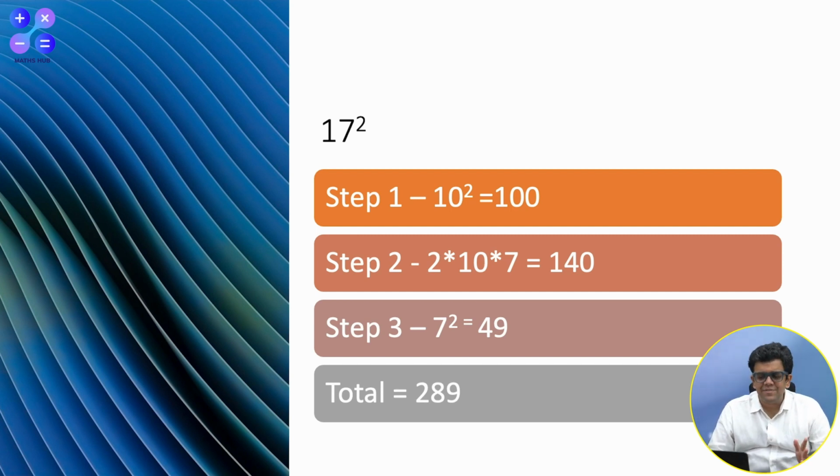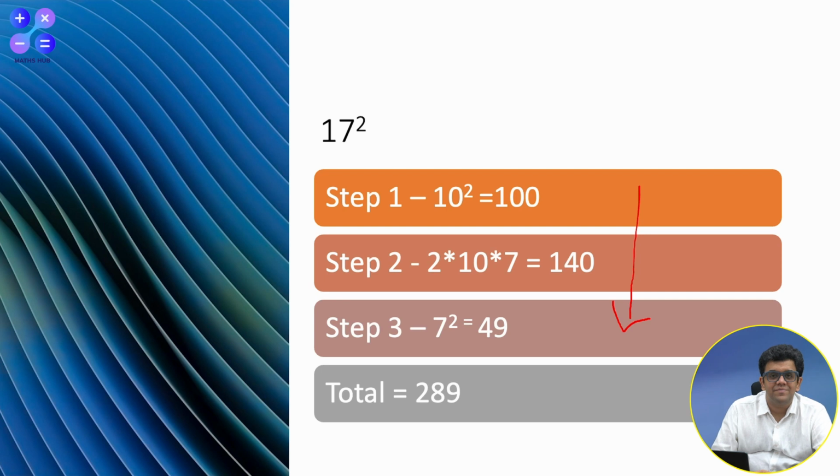Well, 17 square, step number 1, you calculate it as (10 plus 7) the whole square. Now 10 square is equal to 100. Step number 2 is 2ab, which is 2 into 10 into 7, which is 140. And step number 3 is 7 square, which is 49. If you calculate these 3 things together, you will get 100 plus 140 plus 49 is 289.